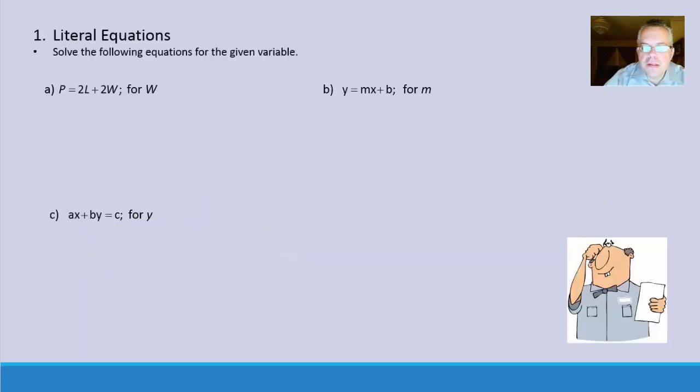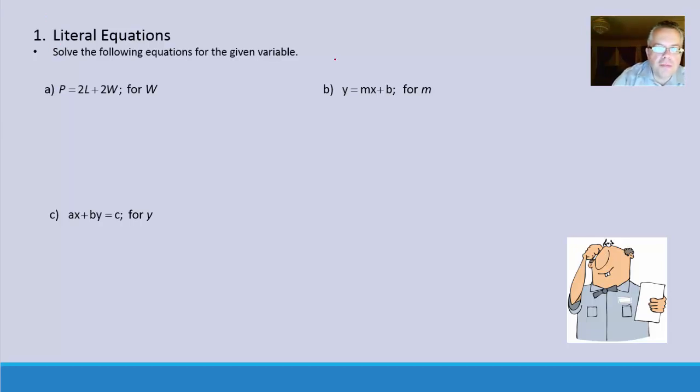This first slide contains some literal equations. Literal equations are equations that have more than one variable, and our job is to solve for one of the variables. They'll tell us which one to solve for. At first, this seems really strange, but once you get the hang of it, it's actually easy because we don't even need a calculator. We're not doing any arithmetic. So let's take a look at the very first problem.